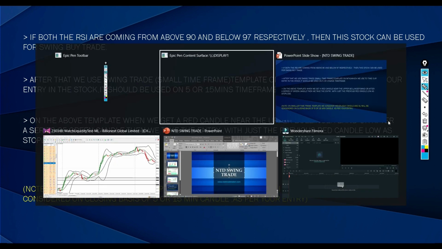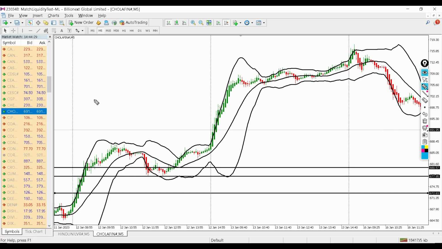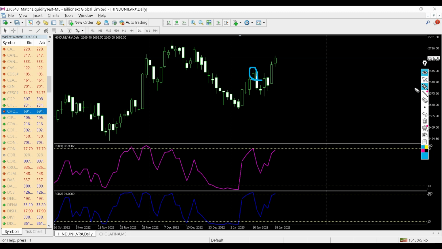Now here, if I go on MT4, we'll check how it works. Once the positive candle low is taken out on 11th of January, I just need to check whether my RSI is falling from above 90 to below 90 and from above 97 to below 97.